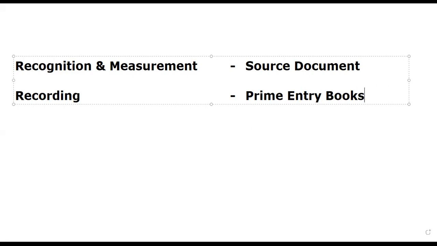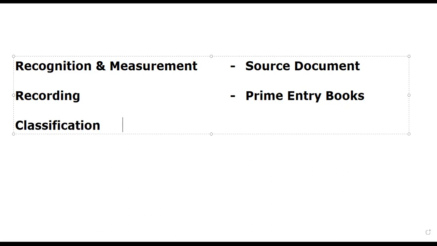We have discussed the prime entry books as well. What are the prime entry books we have? Cash book, bank account, petty cash book, purchases journal, sales journal, general journal. Then I told you, after preparing the prime entry books, we have to classify them. Classification is performed in the ledger. The ledger is the place where the debit and credit of transactions are completed.